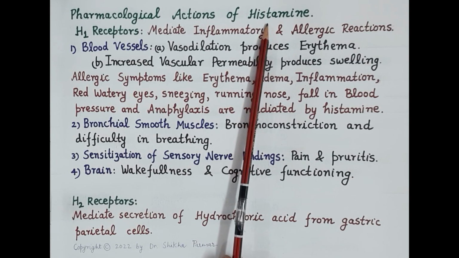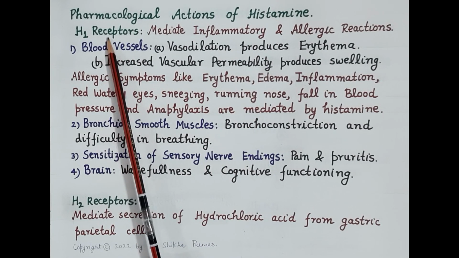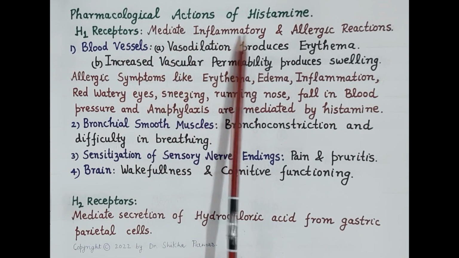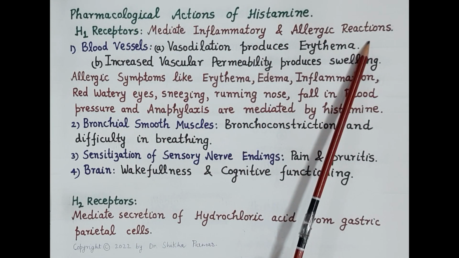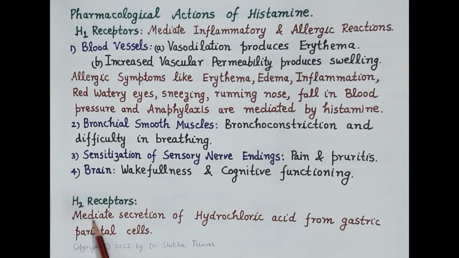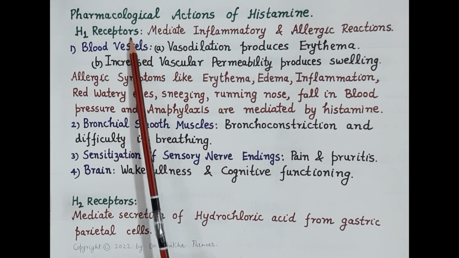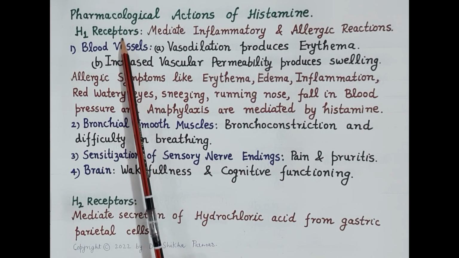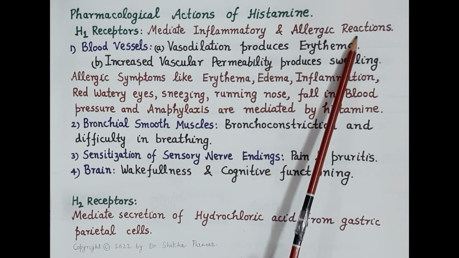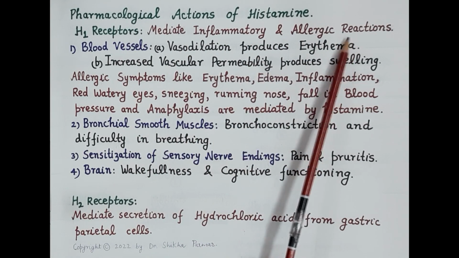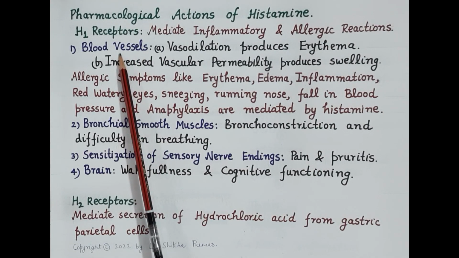Now, as discussed and very important to remember, histamine H1 receptors mediate inflammatory and allergic reactions, while H2 receptors mediate secretion of hydrochloric acid from the gastric parietal cells. Now, let's first see the action of histamine mediated by H1 histamine receptors. So, H1 histamine receptors mediate inflammatory and allergic reactions. Now, first effect of histamine is on the blood vessels. Now, H1 receptors are present on the endothelium, that is innermost lining of blood vessels.